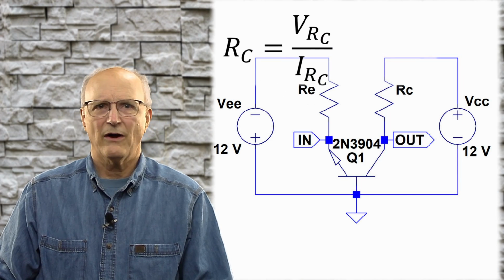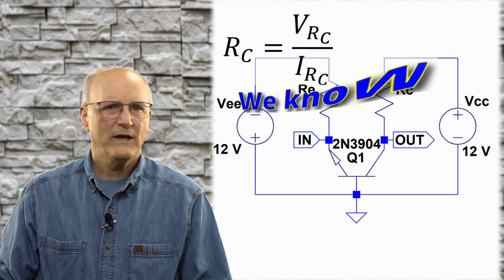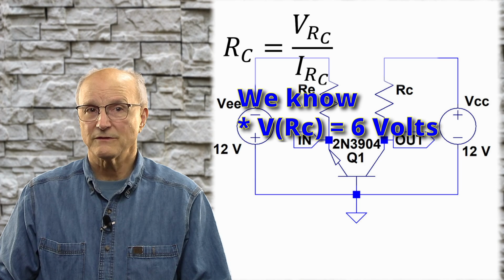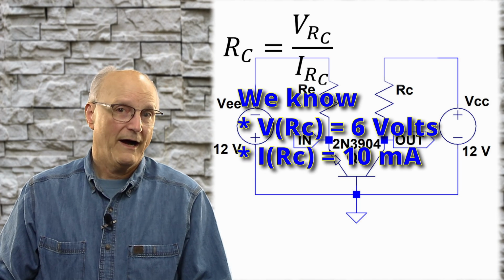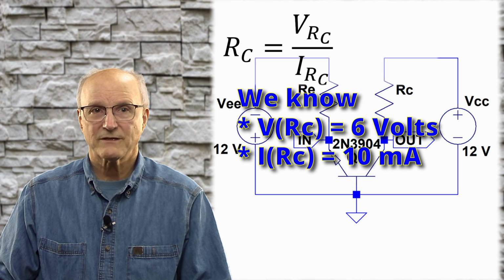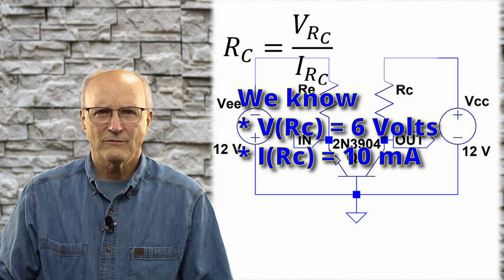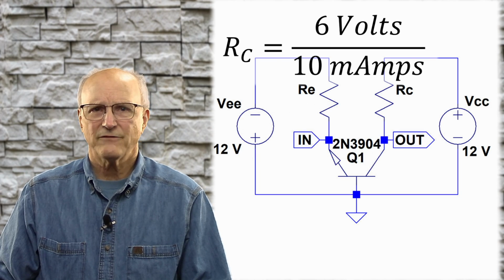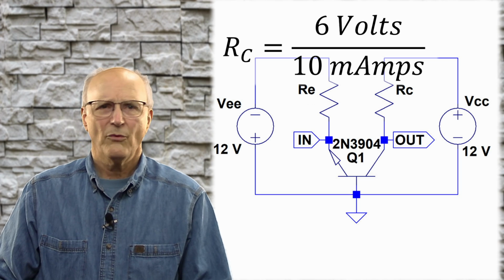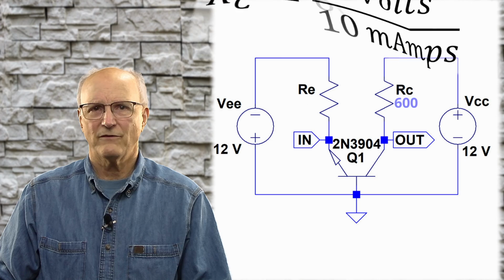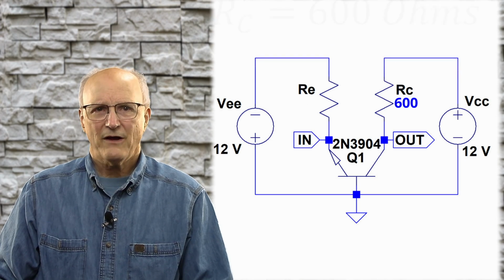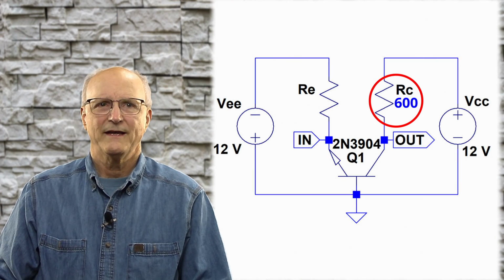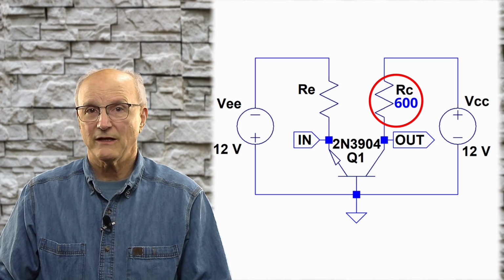Now we go back to our Ohm's law equation. We know that the voltage across the collector resistor, VRC, is 6 volts. And we know the current through it, IRC, is 10 milliamps. Putting these values into our Ohm's law equation gives us the value of the collector resistor is equal to 6 volts divided by 10 milliamps, which gives us a collector resistor value of 600 ohms. We have accomplished our first goal, calculating the value of the collector resistor. Now we can turn our attention to calculating the emitter resistor.